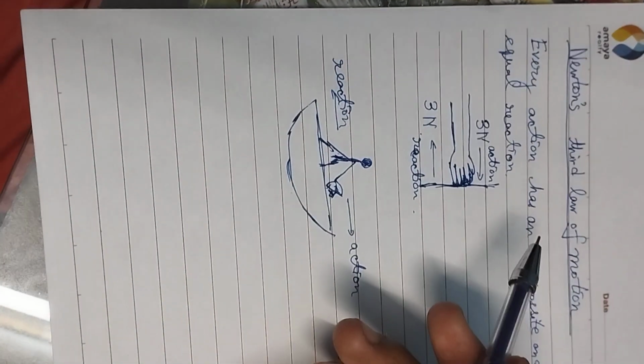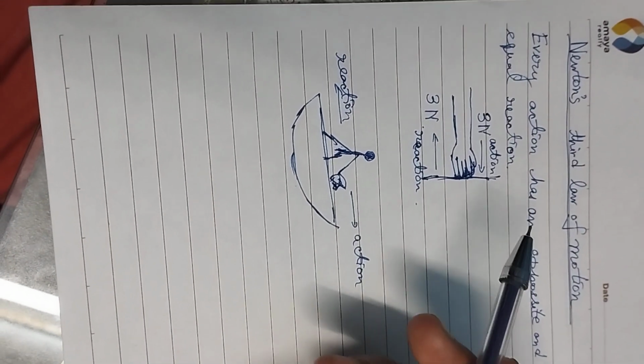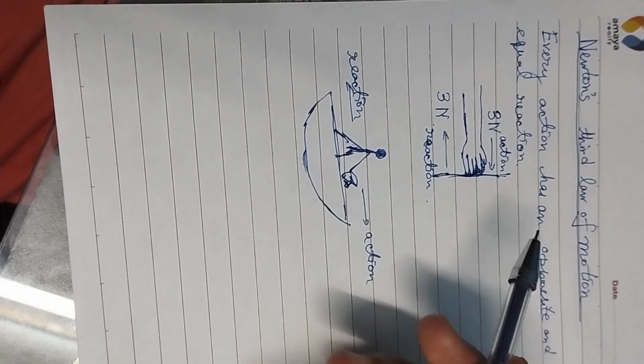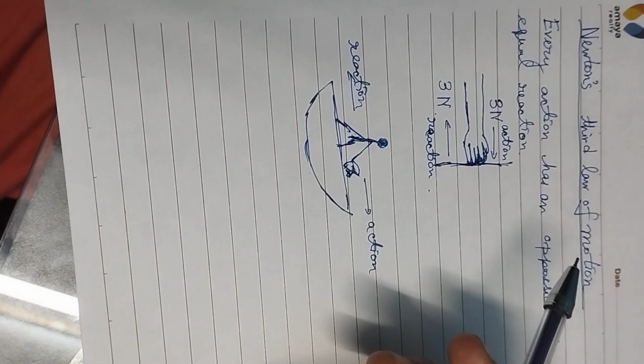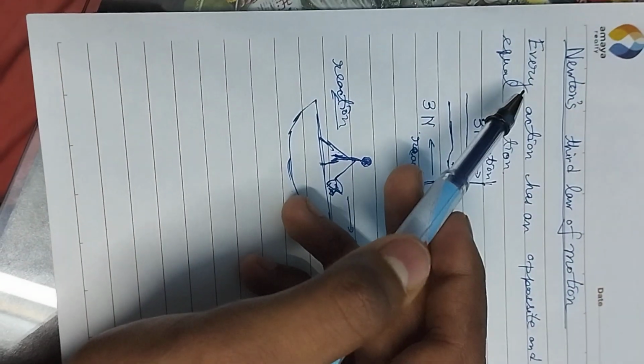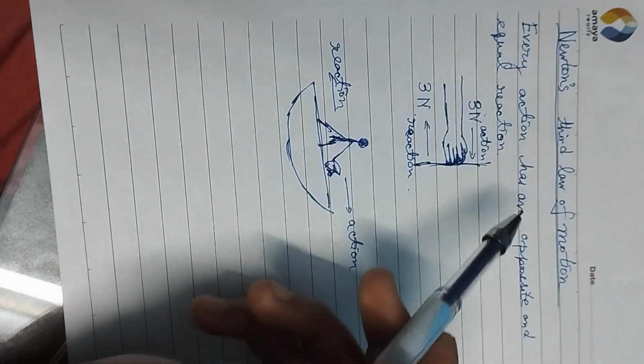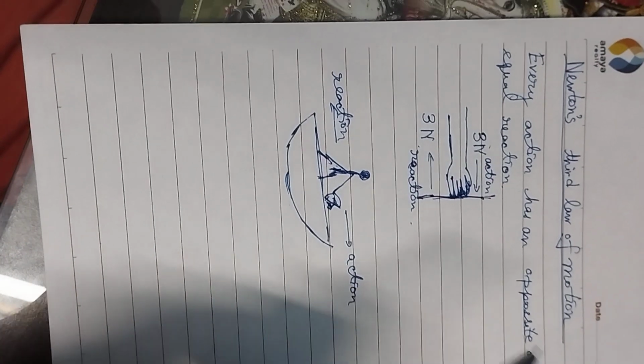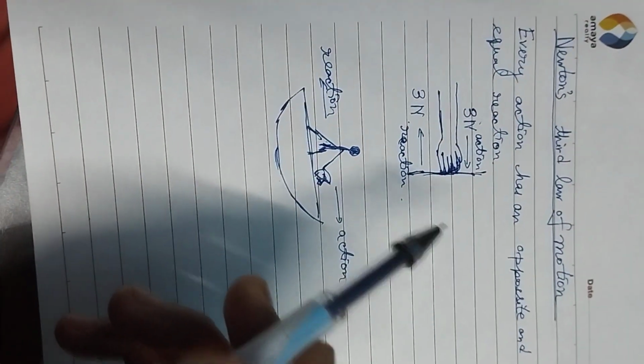At first we have to know what the main statement of Newton's third law of motion is. Newton's third law of motion states that every action has an opposite and equal reaction.